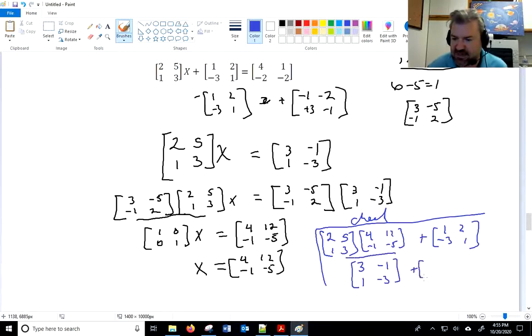Now we've got to add to that 1, 2, negative 3, 1. Well, what does that equal? That is equal to 4, 1, negative 2, negative 2, which is exactly what we said it should equal. Pretty cool, huh?